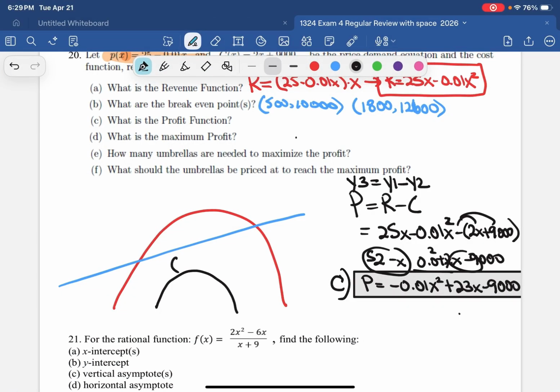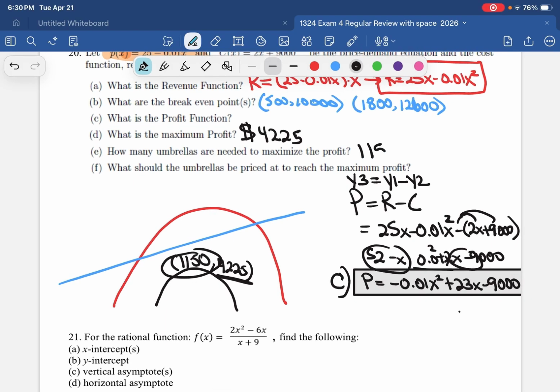So I have 1,150 and then 4,225. So the question on part D says, what is the maximum profit? That's always going to be the Y value. The maximum profit is 4,225. How many umbrellas are needed to maximize the profit? That's the X value, 1,150.